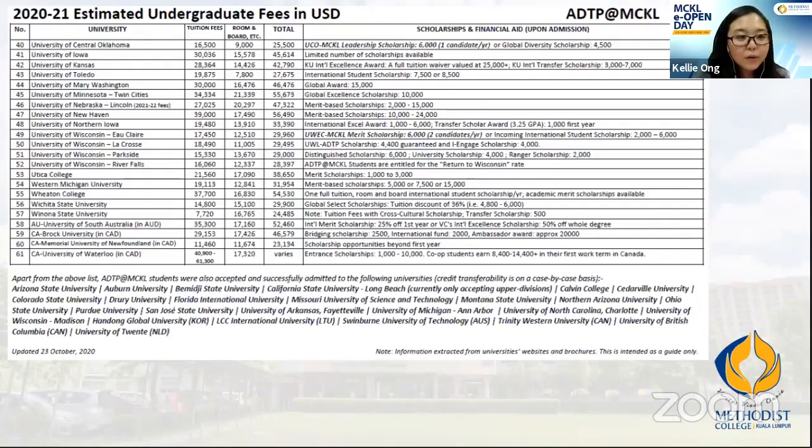Also, just to inform you, we do have universities affiliated in Australia. The one that we are closely affiliated with is University of South Australia, in the event you have other options apart from the US. And for Canada, there's Brock University, Memorial University of Newfoundland, and University of Waterloo as well. Here's the list of where our students have been to apart from our partner institutions.